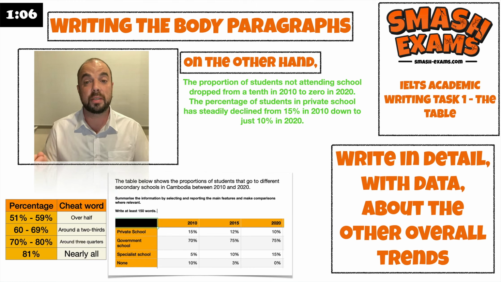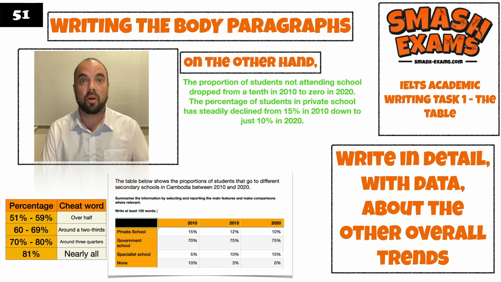We've changed 0% to just 0 or none. And we've also said, even though the private schools have stayed the same, their proportion has steadily declined just a little bit from 15% to 10% over the 10 years. That's all you need to do.